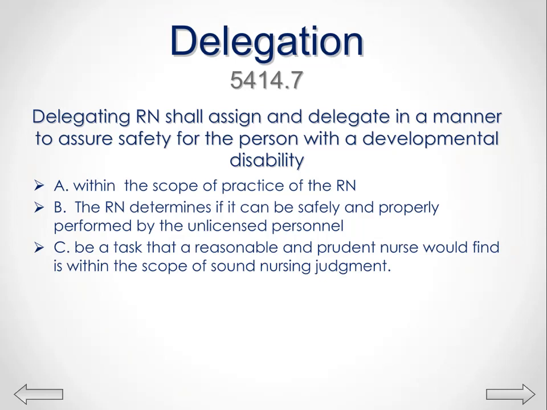The DC Nurse Practice Act is very clear that a nurse can only assign or delegate a task that is, number one, within the scope and practice of the RN. Two, it is a task that the RN determines can in fact be safely and properly performed by the direct support professional. And third, be a task that any other reasonable and prudent nurse would find within the scope of sound nursing judgment.